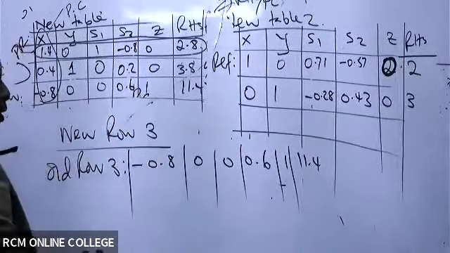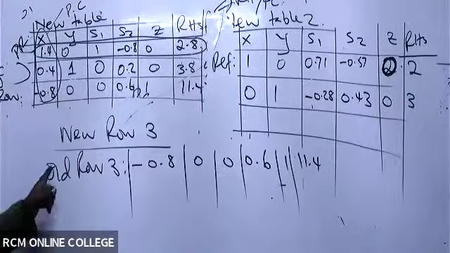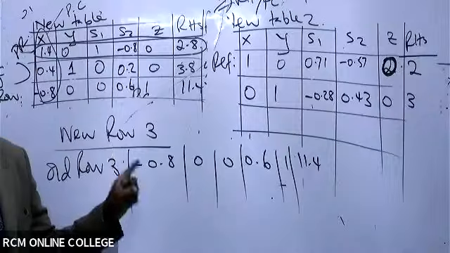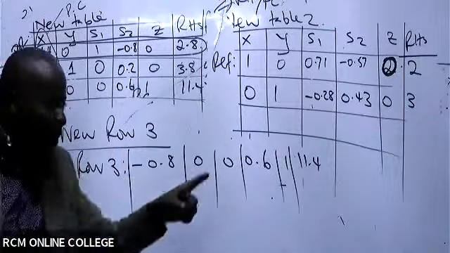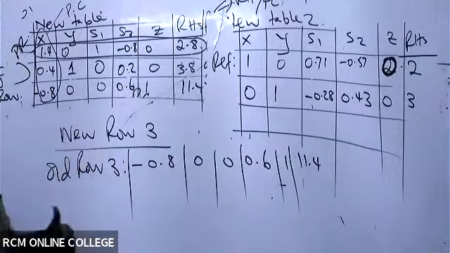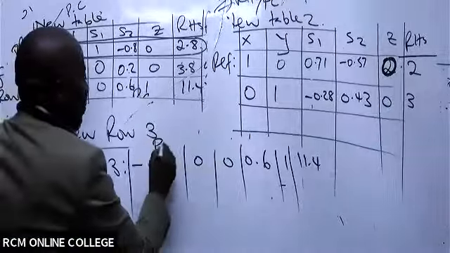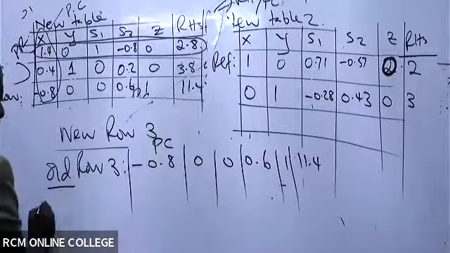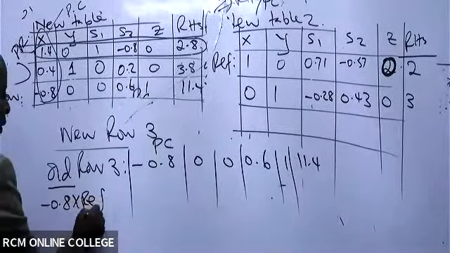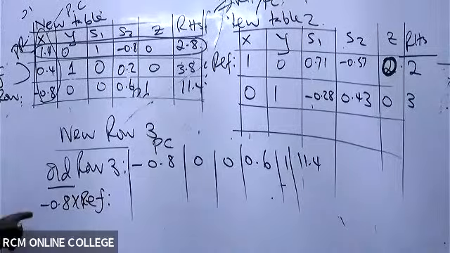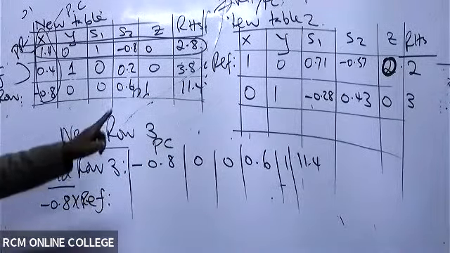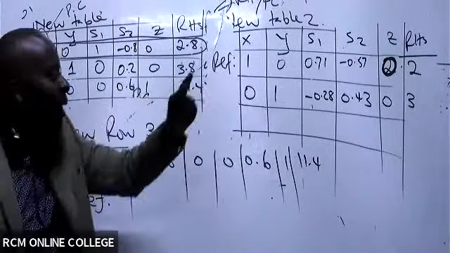So are you able to tell me, ladies and gentlemen, amongst all these numbers, which number do we have under PC? Thank you so much, Wambua. It is this one here, PC. So you'll come and say minus this PC number, which is 0.8, times the reference. This is the reference, don't forget. Give me those answers very fast.